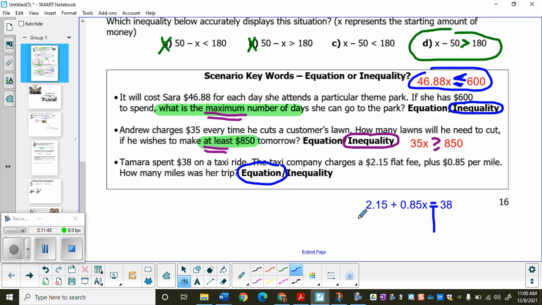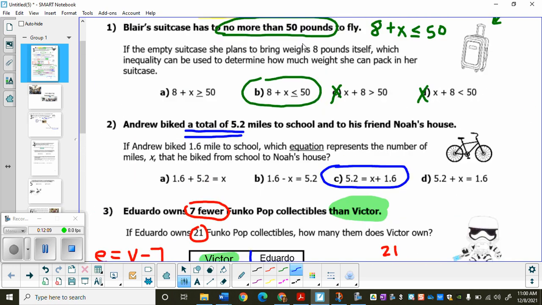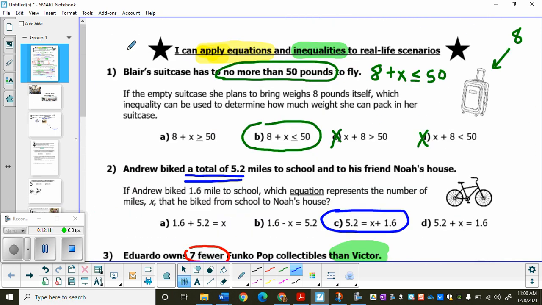And we could drop a line and solve by subtracting the flat fee and then dividing by the 85 cents per mile. And then we'd see how many miles her trip was. So the goal of this page was to go through keywords for when you're going to have an equation versus an inequality, and to help you start to see how to match these things up. That concludes the page 16 video.